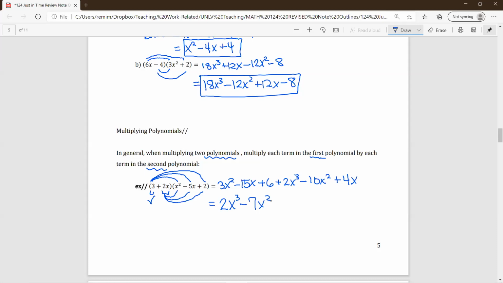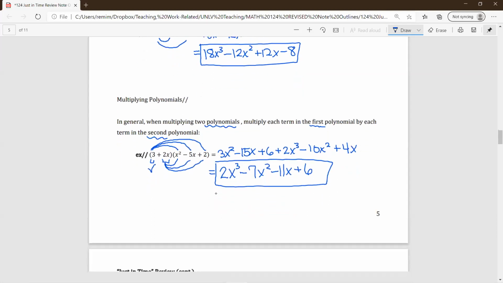And then the next one would just be the x's. So we got a negative 15x and a plus 4x at the end. So minus 15, if you add 4, you're going to be at negative 11x. And then don't forget that plus 6 is in there too. And just double check that we don't have any like terms, and we don't. Everything's in decreasing exponential order. So we can box our answer there.